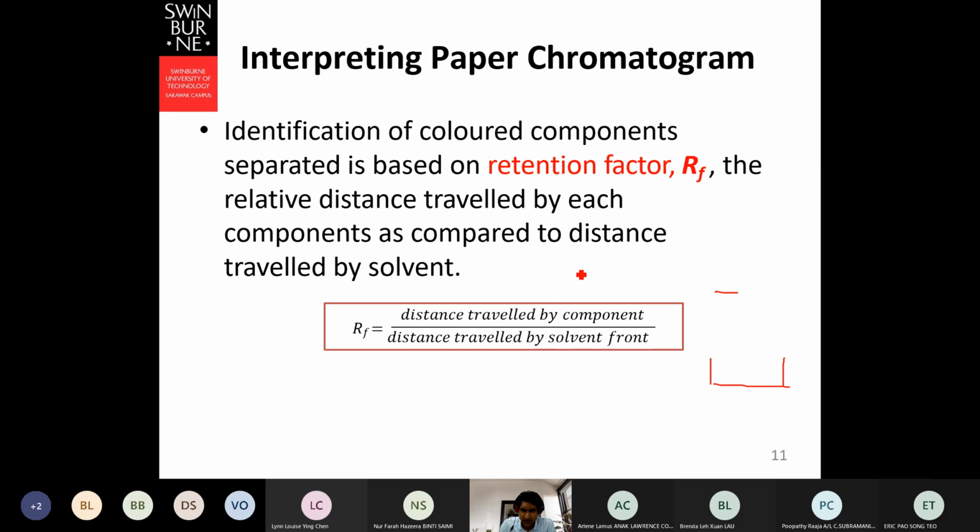I do the chromatography with my tea, and I see that it is moving up from 0 to here, right? Let's say 5 centimeter. But how can I tell you that this is caffeine I have in my tea? You will ask me, how do you know that this is caffeine? It can be any other thing, right?